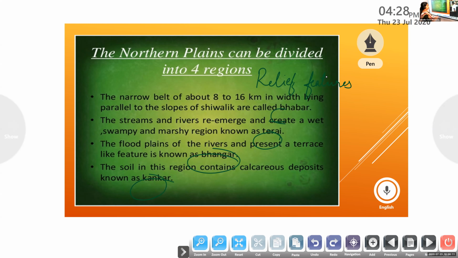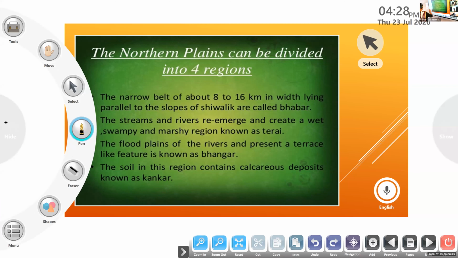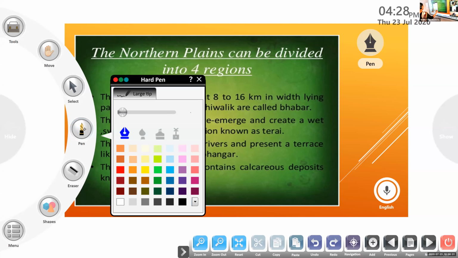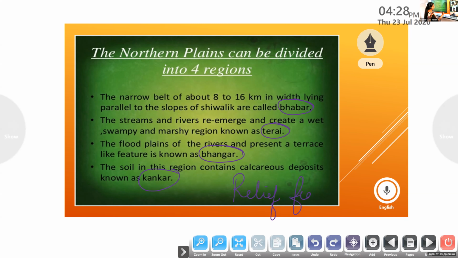Based on relief features, what are they? There are 4 classifications: Bhabar, Terai, Bhangar and Kankar. Let us see one by one what they are. These are the 4 classifications based on relief features or type of land.